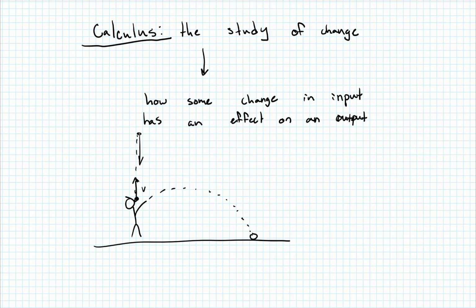Maybe not just time, maybe it has to do with distance, maybe it has to do with an input of money, things like that. It's how some function changes based on a given input. And that's really what I wanted to stress here, that idea of discrete versus continuous and really what calculus is.